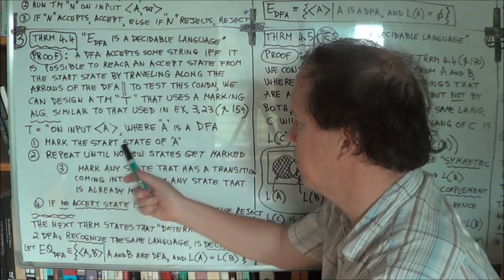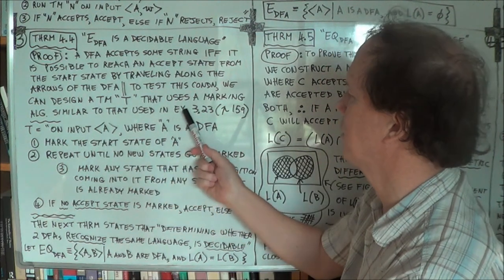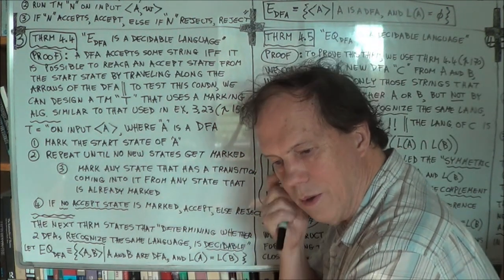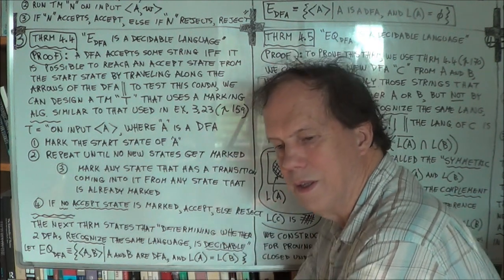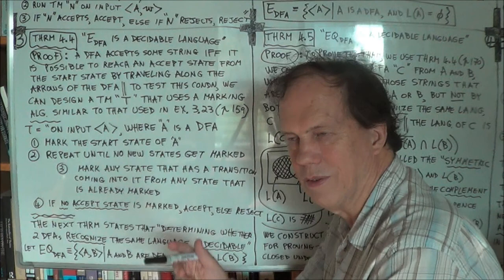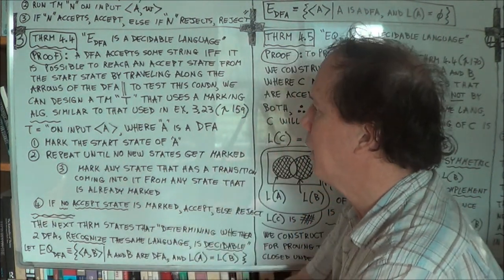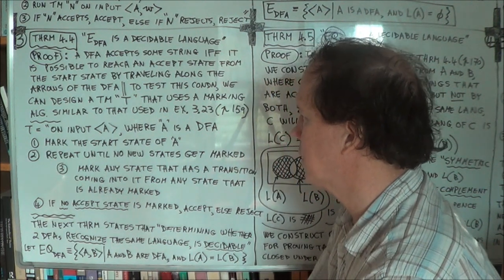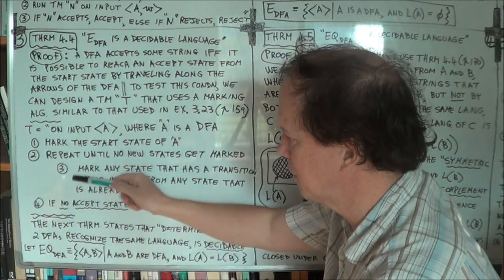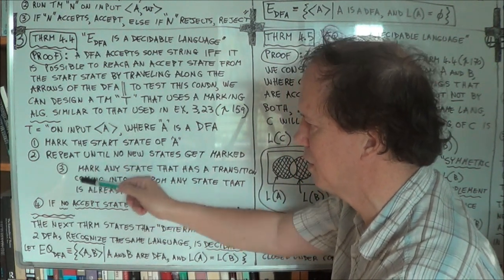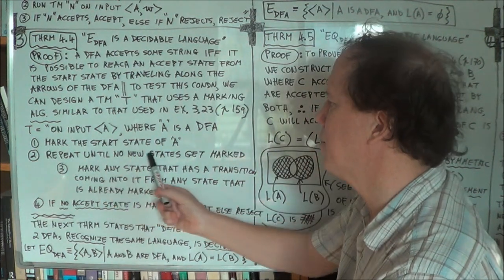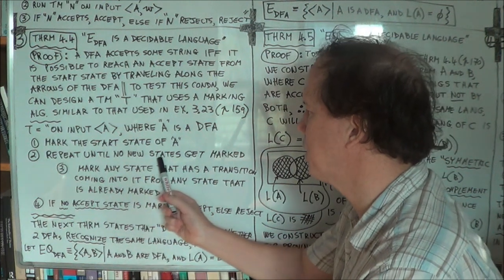You use a kind of marking technique that we used in example 3.23, on page 159. You can mark the states. If you have n states in your DFA, you can have an extra n states where each of those states is marked, like a dotting technique. So you're sort of dotting your states. Then you go into stage 2, which is like an outer loop. You go through this little subroutine multiple times, and you repeat this loop until you don't get any more states that get marked.